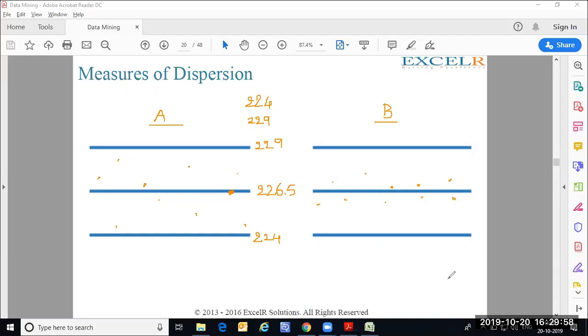Now, which one do you think would get qualified? B. The reason? Accuracy, uniformity, consistency, right? So there is a consistency with respect to the output that vendor B is coming out with. So effectively, we are measuring the spread of the data from its mean.